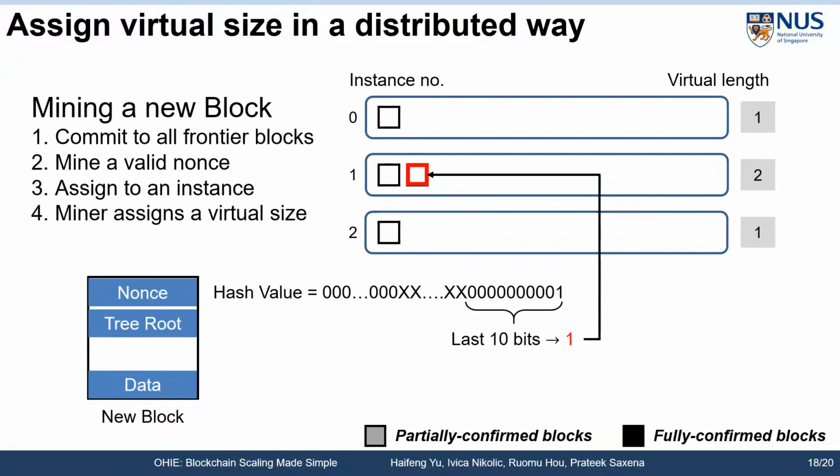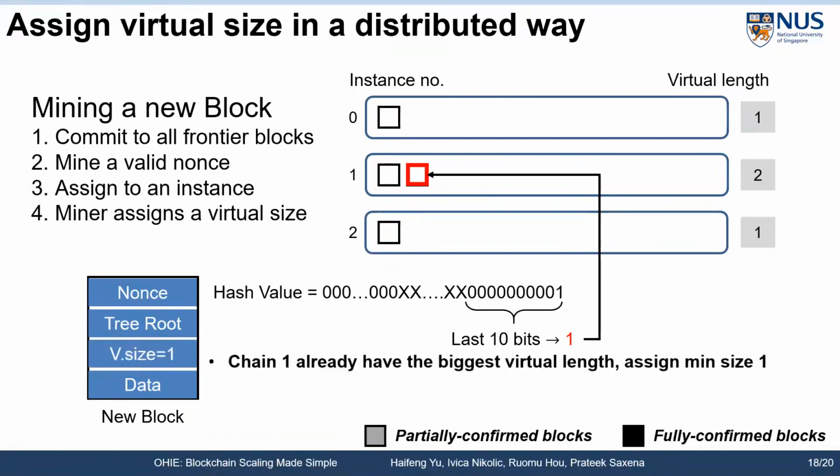Let the total virtual size of the blocks on the longest chain be defined as the virtual length of an instance. Since instance 1 has the longest virtual length, the newly added block to instance 1 should have a minimal virtual size of 1.